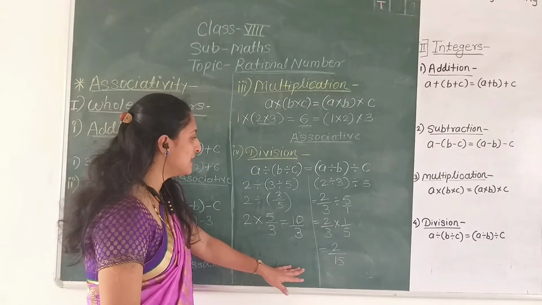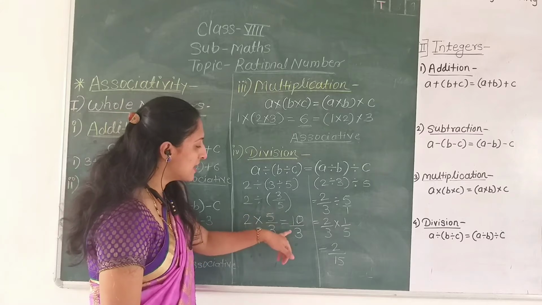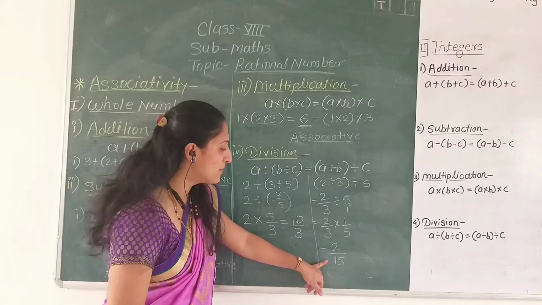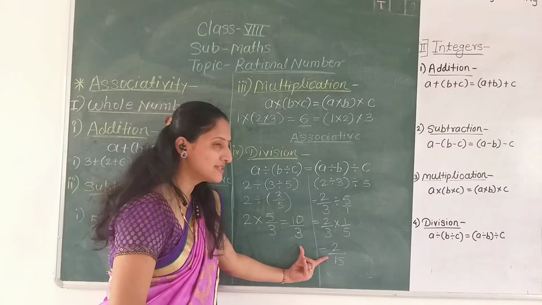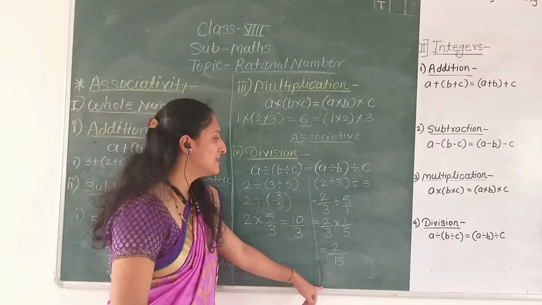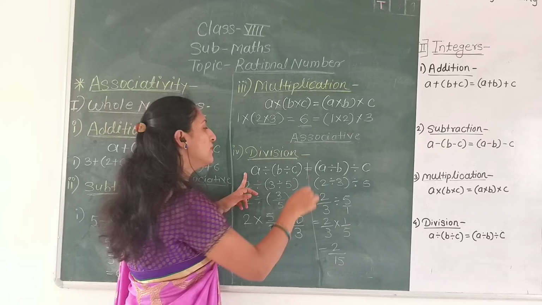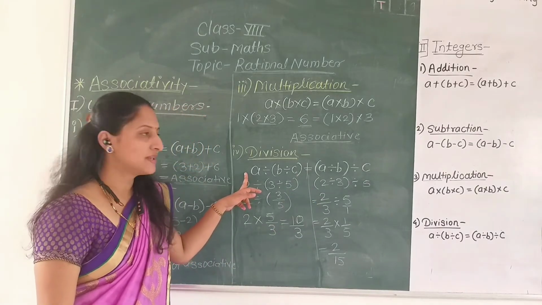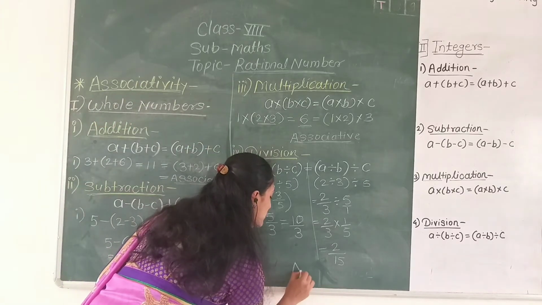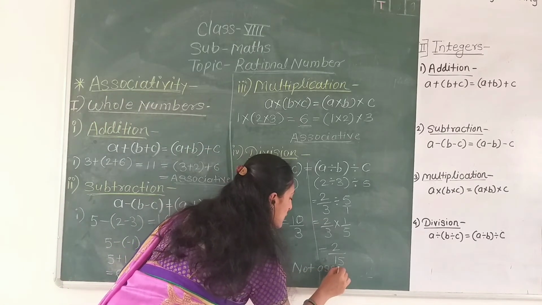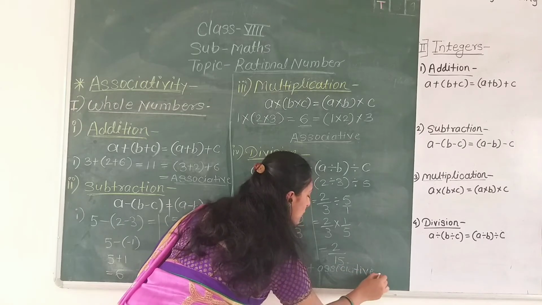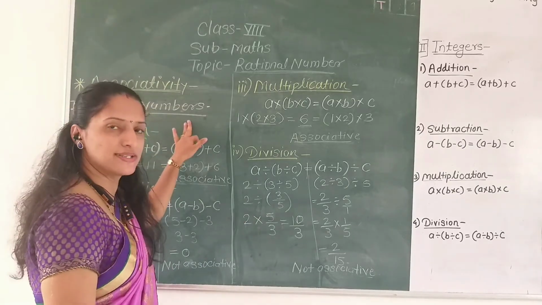Now look at both sides. LHS gives us the answer 10 upon 3. In RHS we get 2 upon 15. Are these two answers the same? No, these answers are not the same. That means LHS is not equal to RHS. Okay, so this says that division is not associative. Division is not associative for whole numbers.